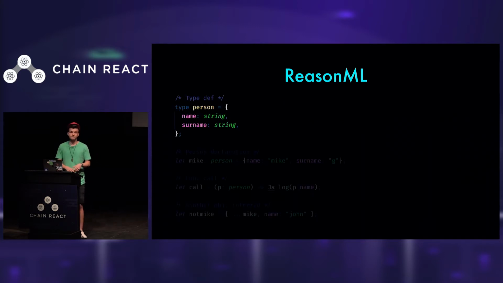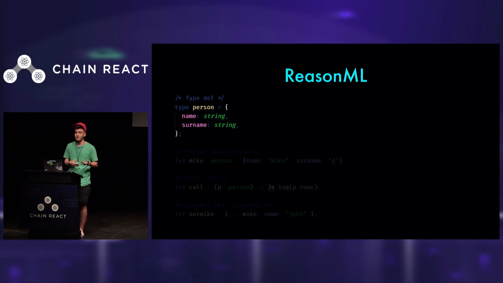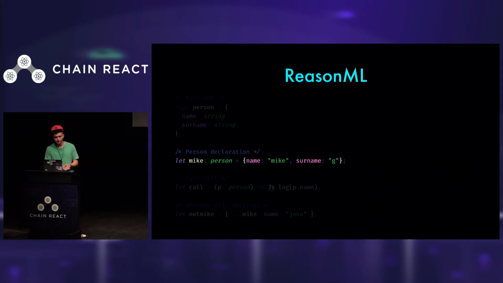And so just a quick introduction to the syntax itself. This is how you can define a type declaration for something that you would call an object in JavaScript. This is a record in ReasonML. In this case, it's a person that has a name and a surname of type string. Then you create an instance of that record. In this case, it's me with my name and my last name.